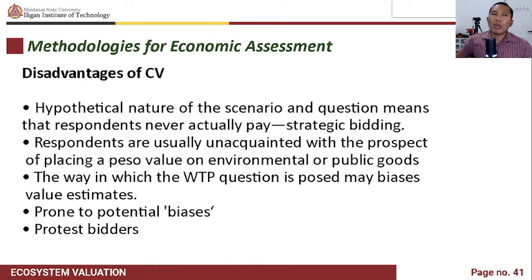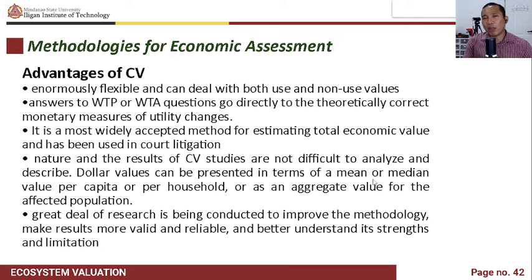I would just like to mention some of the disadvantages of the CV. One is that it's obviously hypothetical in nature. You will be asking the respondents, but they're not actually paying it. The respondents are usually unacquainted with the prospect of placing a peso value on environmental or public goods. And the way in which the WTP question is posed may have biases on the value estimates. So it's actually prone to biases, and of course protest bidders, or people who are not really willing to pay for anything.